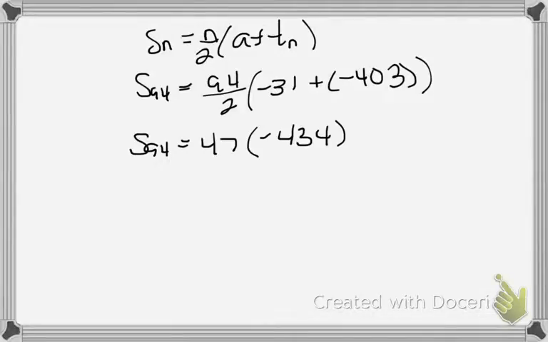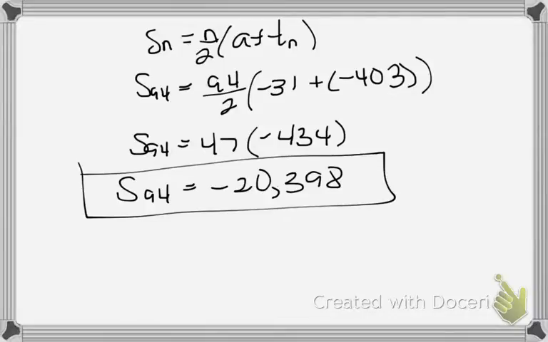Okay, so 94 divided by 2 gets us 47, and negative 31 plus negative 403 gives us negative 434. And we're just going to multiply those two things together, and we have the sum of our 94 terms. Okay, negative 2,398. And there's our solution.